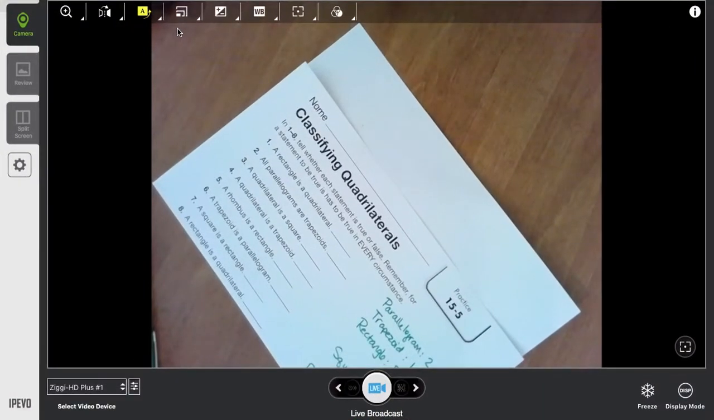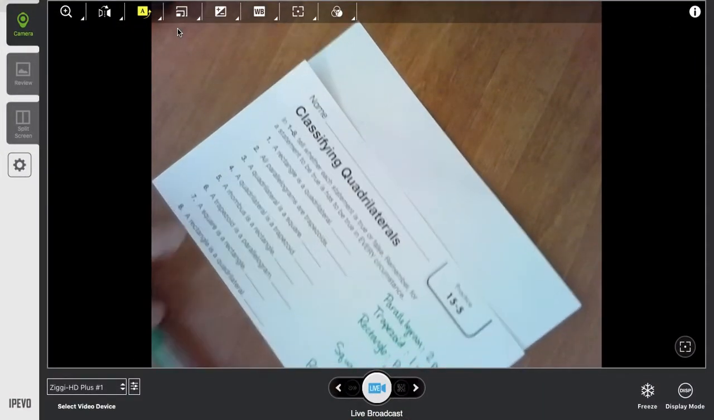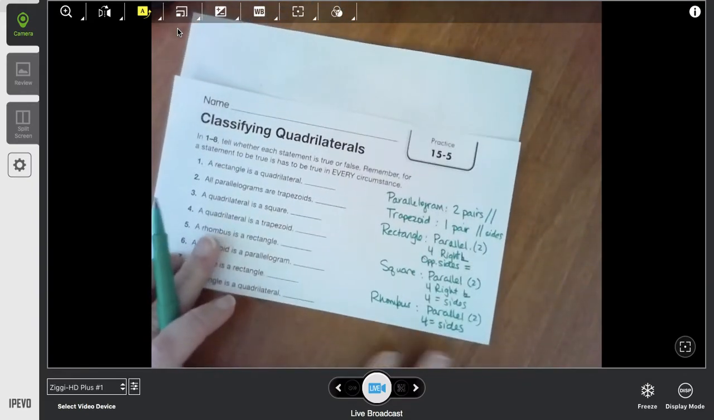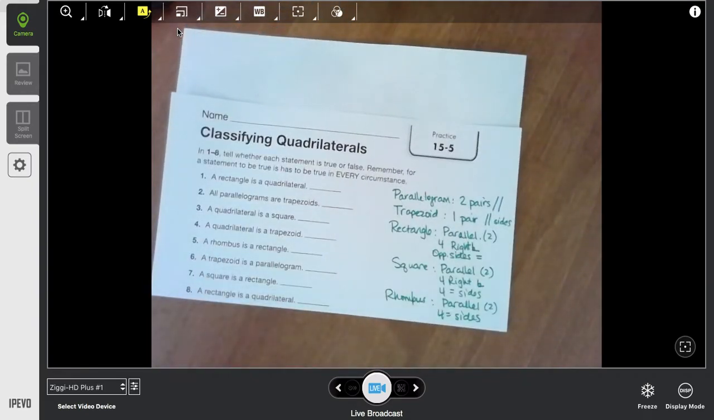Hey, quadrilateral geometry masters. Here is our last activity with quadrilaterals before you get sent off to do a scavenger hunt for quadrilaterals and other polygons. This is almost like a game or clues where you're going to say whether it's true or false. Remember, for something to be true, it has to be true all the time without exception.